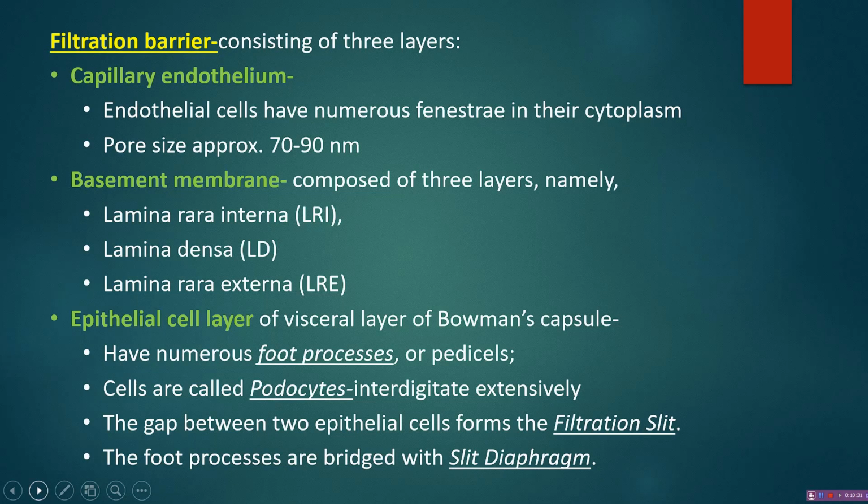And the third part is the epithelial cell of the visceral layer of the Bowman's capsule. There are numerous foot processes or pedicels, and these cells are called the podocytes. The foot processes are bridged by the slit diaphragm, and the epithelial cells have distinctive gaps between them, which are called filtration slits. Now the podocytes interdigitate extensively, and the three parts, the capillary endothelium, basement membrane, and the epithelial cell layer, form the filtration barrier of the kidney.